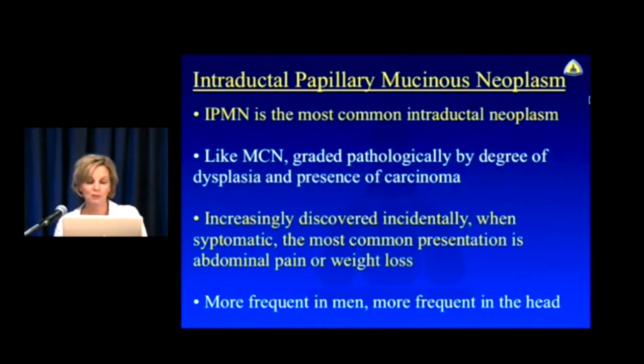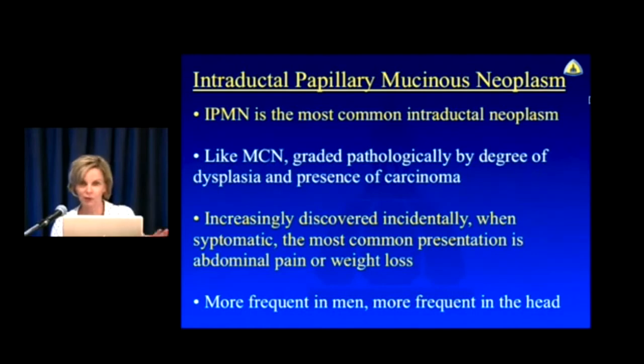Okay, so IPMNs are the most common intraductal neoplasm. Like the mucinous cystic neoplasms that we reviewed, they're graded pathologically based on the degree of dysplasia and whether or not there's any high-grade dysplasia or invasive cancer. These are the ones that we're diagnosing incidentally all the time, so definitely increasing incidence of these because we're seeing them more often. And often we see them when the patient is asymptomatic. Okay, but if the patient is symptomatic, then most commonly they're going to present with abdominal pain or weight loss. These are more frequent in men and more frequent in the head of the pancreas.